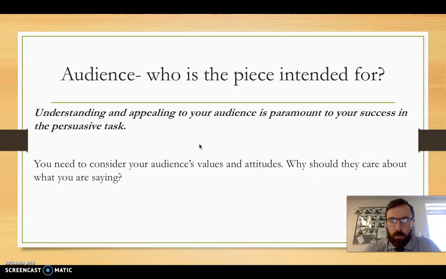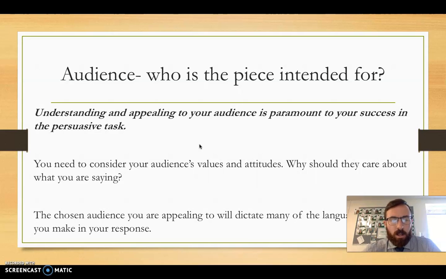So this is all important information to consider in the planning phases of your work, of your writing. So you need to make sure that you have that clear audience in mind because it will dictate many of the language choices that you're going to make in your response. If you're appealing to a group of environmentalists, we are expecting more scientific jargon and diction, intellectual diction, because that's how you're going to persuade. A conversational tone and style isn't going to appeal to a group of bureaucrats or a group of aristocrats.